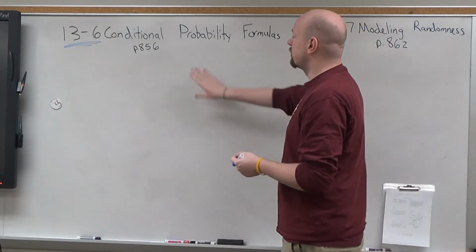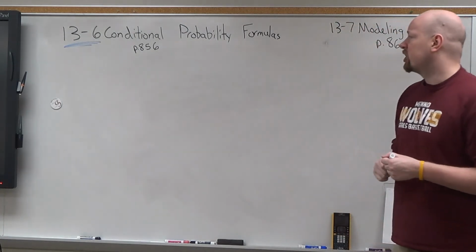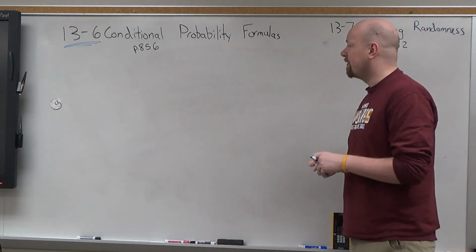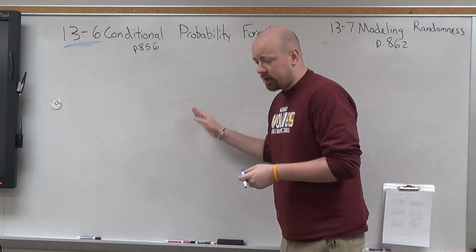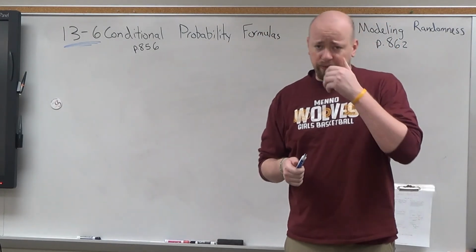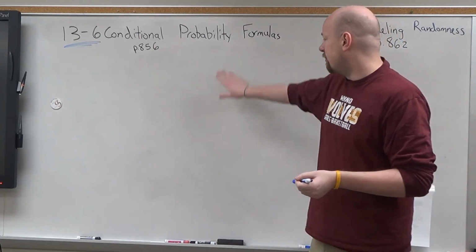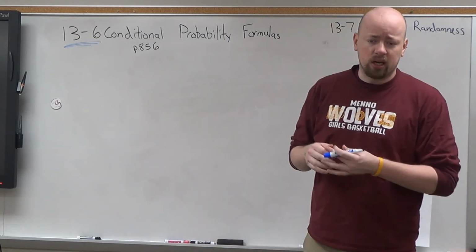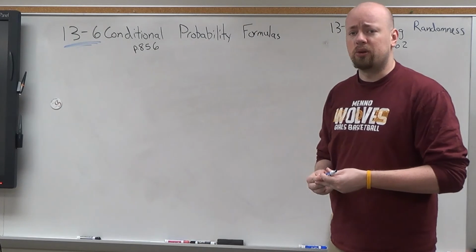Okay. So first, 13-6, conditional probability formula starts on page 856. Now this section, the example problems are all pretty wordy, so I encourage you to follow along in your book. I'm going to have abbreviated words on here, but just so you don't get lost, that's something you could do.